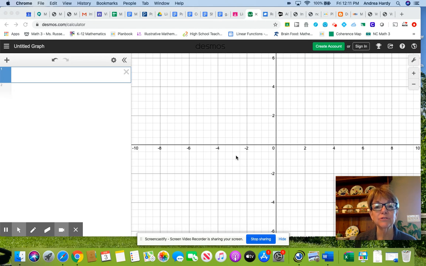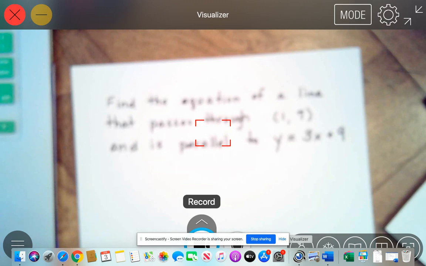Yesterday we talked about slopes and how to find parallel slopes and how to find perpendicular slopes. We're going to continue that today and write the equation of lines with these slopes. So I'm going over here to my document camera and we're going to look at some of these.